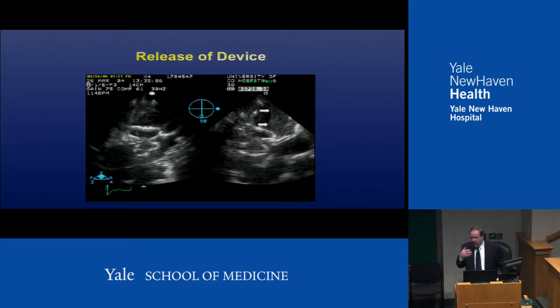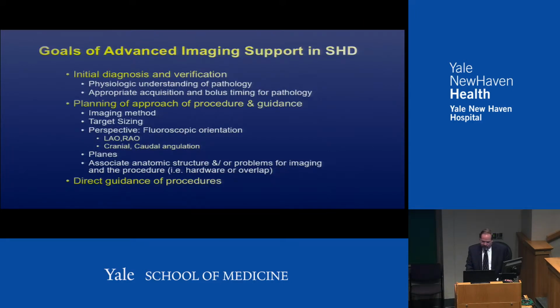So this is where we really began to be interested in doing guidance type procedures 15 years ago. So again, we've talked about this physiologic understanding. Appropriate acquisition is really important for a lot of these studies to know how we can make it better. Planning, approach, imaging methods, target sizing, perspectives are always really important about how we do these procedures. Can we define what's the best view? Cranial, caudal, things like that for our interventional cardiologists and their procedures. What planes and what structures. And then we can do direct guidance.